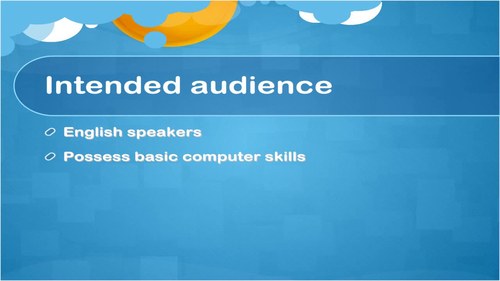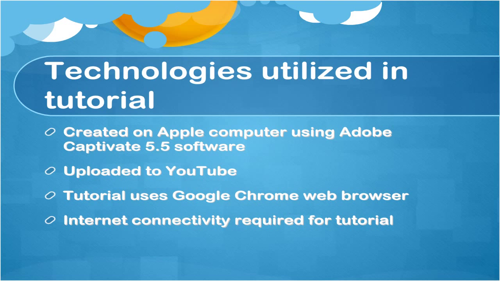This tutorial is accessible for all people who are fluent in English and wish to create a place online where they can access all their Google information. Users who possess basic computer skills will be able to utilize this video with ease. This project was created in Adobe Captivate 5.5 and published on YouTube so that the users can review the project whenever it is convenient for them. The tutorial will be performed on an Apple computer using the Google Chrome web browser. The user must have access to the internet in order to perform the outlined task.